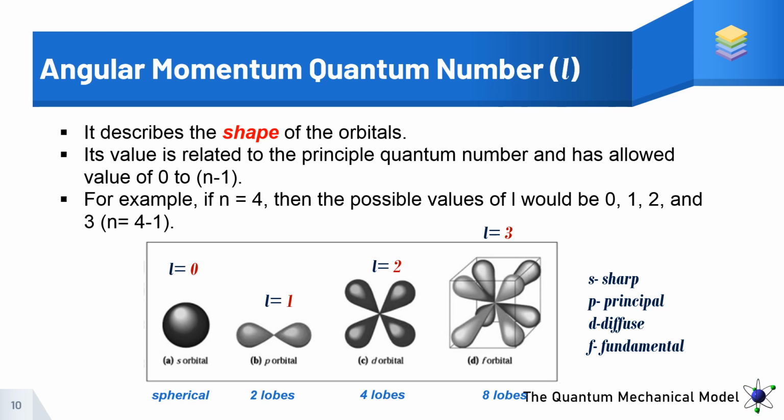So let us use this particular legend. For s orbital, s stands for sharp. For p orbital, p stands for principal. For d orbital, d stands for diffuse. And for f orbital, f stands for fundamental.